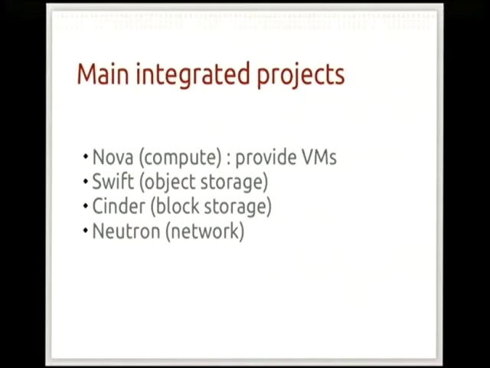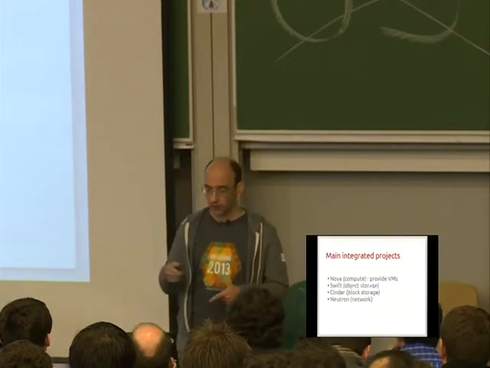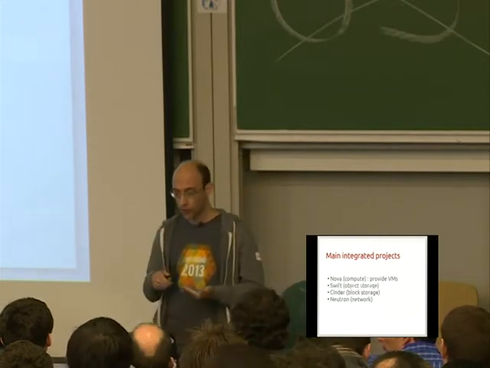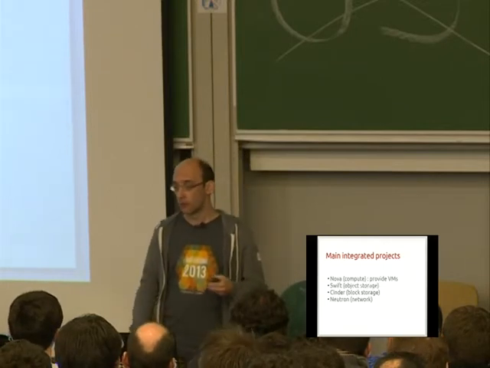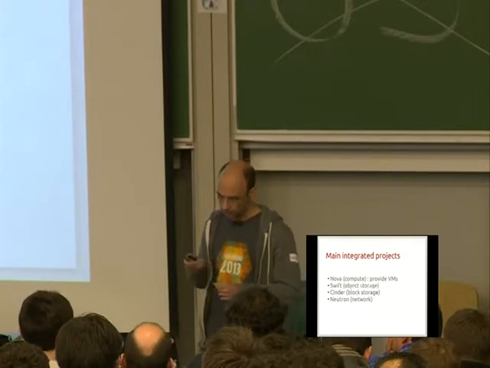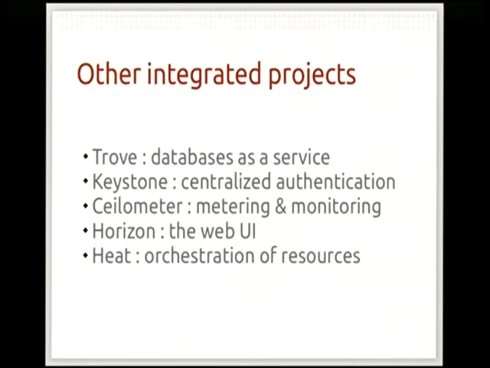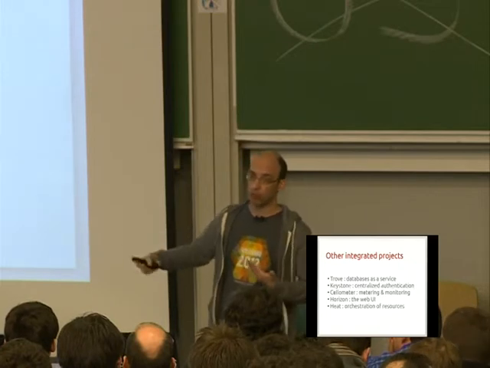Swift is object storage. So that's file storage, blob storage in a redundant fashion. Cinder is block storage as a service, so you get back block devices. Neutron is all network resources, so it can be network segments, ports, firewalls between them, VPNs, load balancers, that kind of stuff. Then you have Trove, which gives you databases as a service, so you can provision databases that will be backed up and scaled, and you have an API to create tables, users, etc.